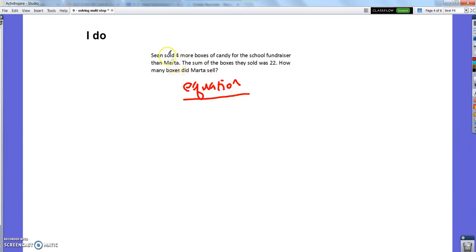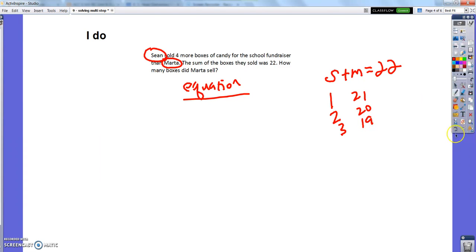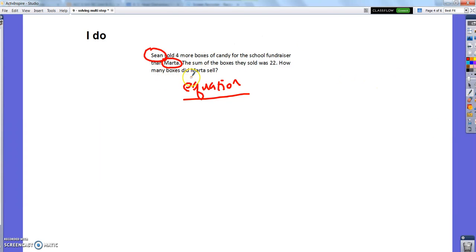There's 2 people in here. There's Sean and there's Marta. I could just use two variables and say Sean plus Marta equals 22, but I can't solve that. I can't figure out two variables from one equation. These could be 1 and 21, 2 and 20, 3 and 19, and so on. Lots of combinations. So I don't want to have two variables. I want to have one variable. And since the question asks about Marta, I'm going to have Marta be my variable.